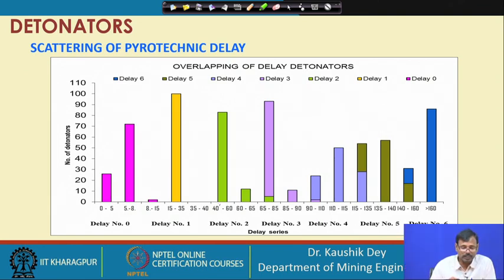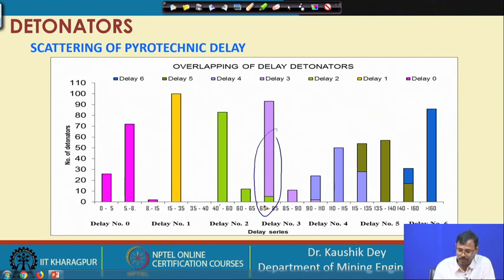These tests were carried out in the CIMFR lab with short delay detonators of number 1, number 2, number 3, number 4, number 5, number 6, and it has been found there is a huge scope of overlapping of these detonators. That means some detonators which are 50 ms delay detonators may blast in between 65 to 85 milliseconds.